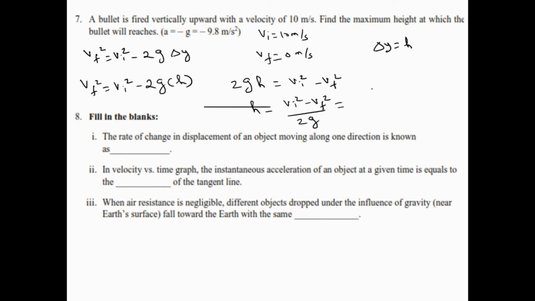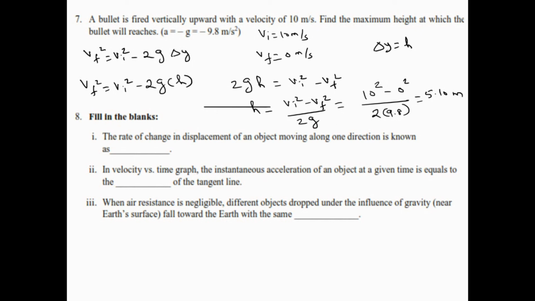V initial here is 10 meter per second, that means 10 square minus 0 square divided by 2 multiplied by 9.8. So what's the answer? 10 square minus 0 divided by 2 multiplied by 9.8 gives 5.10 meter. So what's the height? 5.10 meter. This is the answer.